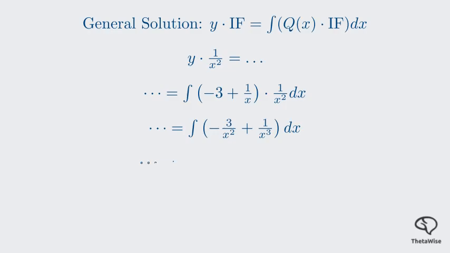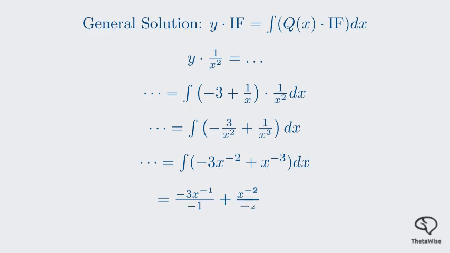This becomes the integral of negative 3 times x to the negative 2 plus x to the negative 3 with respect to x. Now we integrate each term separately using the power rule for integration. The integral of x to the n is x to the n plus 1 over n plus 1. Integrating negative 3x to the negative 2 gives us negative 3 times x to the negative 1, all over negative 1, which simplifies to positive 3 over x.